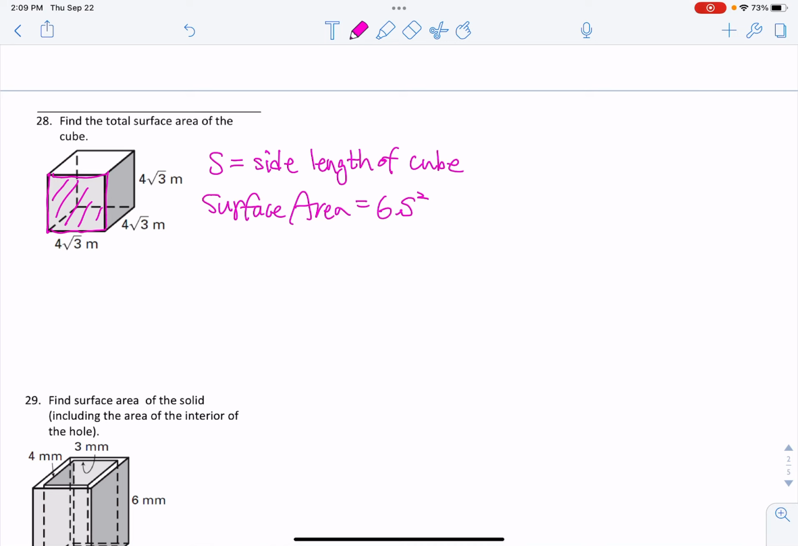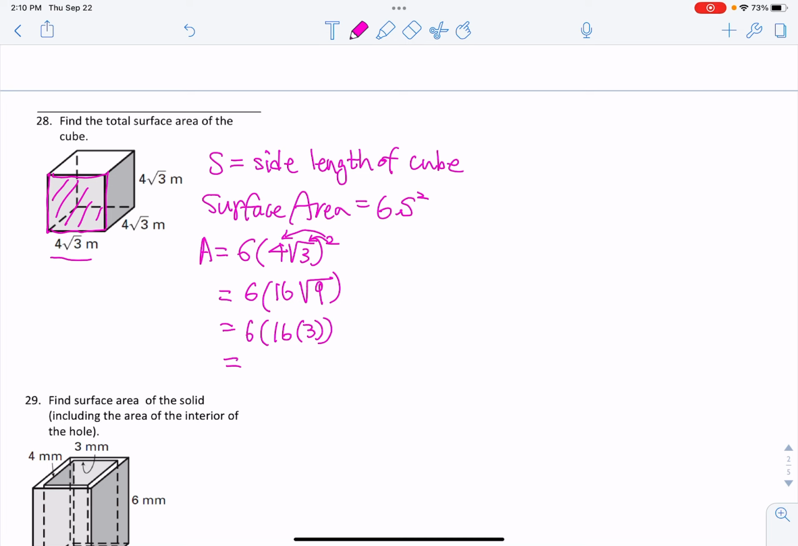So total surface area will be 6 times, one side length is given as 4 square root 3. So 4 square root 3 squared. Then 6 times 4, you have to square 4 also, and square root 3 squared. 4 squared is 16, square root 3 squared is 3. So it will be 6 times 16 times 3. You will get 288. Don't forget the unit, meter squared.